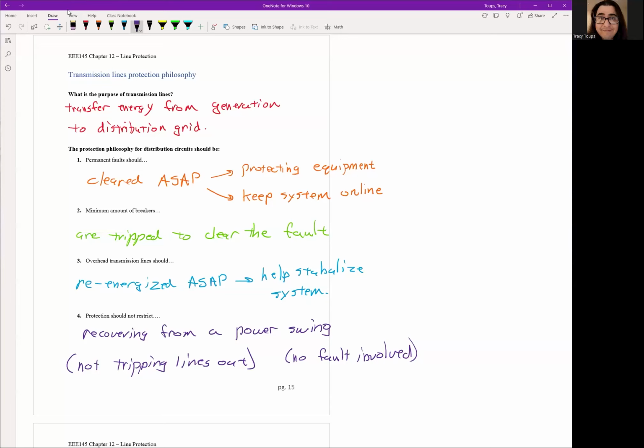But if we come in and start tripping lines out, we're just helping the power swing go out of control even worse. And I'll be honest, a lot of the most recent power blackouts in the last 20, 30 years have been, a lot of them have been the fault of the protection engineers. We programmed relays, they acted when they shouldn't have and helped create a blackout. So as protection engineers, we've been under a lot of scrutiny to make sure this does not happen anymore. That's why I'm harping on it so much, okay?